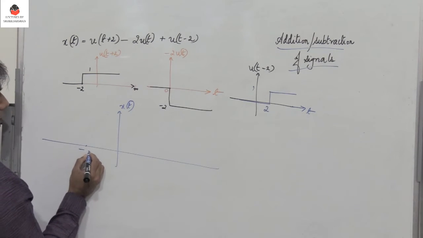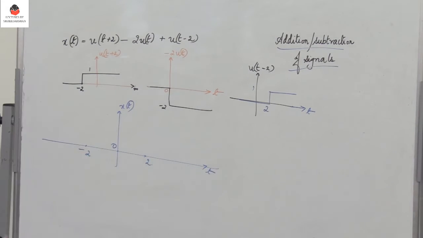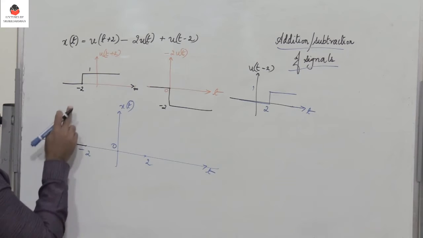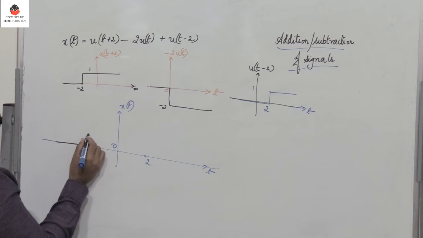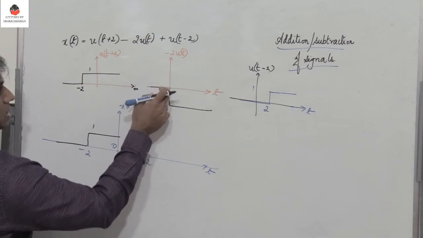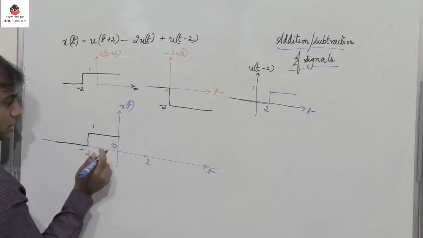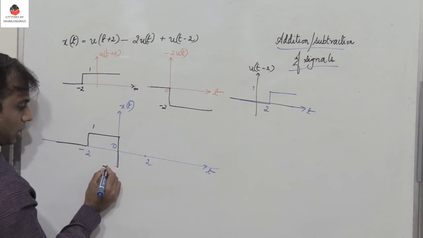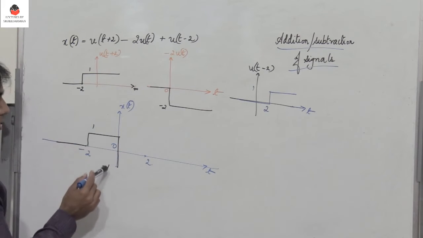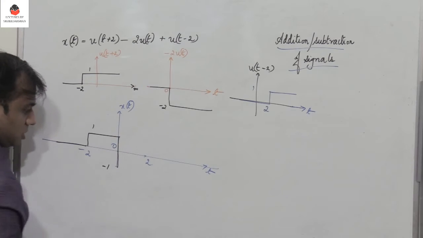So I have minus 2, then you have 0, then you have plus 2. Now observe, from t equal to minus infinity to minus 2, the signal is 0, and then from minus 2 to 0, the signal amplitude becomes 1. Alright, now at t equal to 0, what happens? The signal amplitude is minus 2. So 1 minus 2 gives me minus 1. So the amplitude drops down from plus 1 to minus 1, a difference of minus 2.